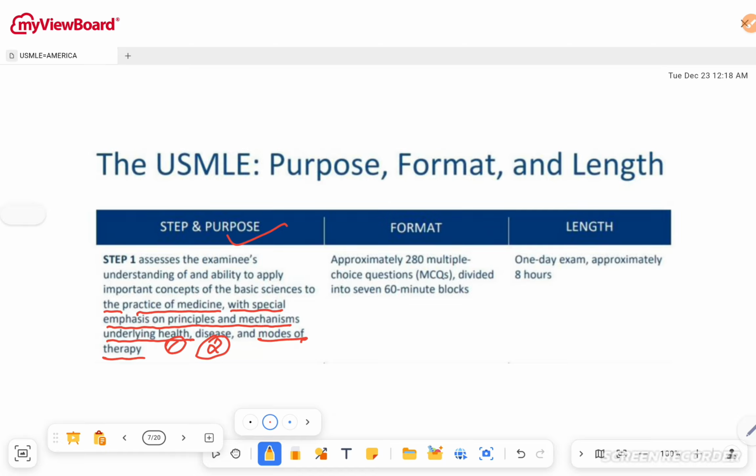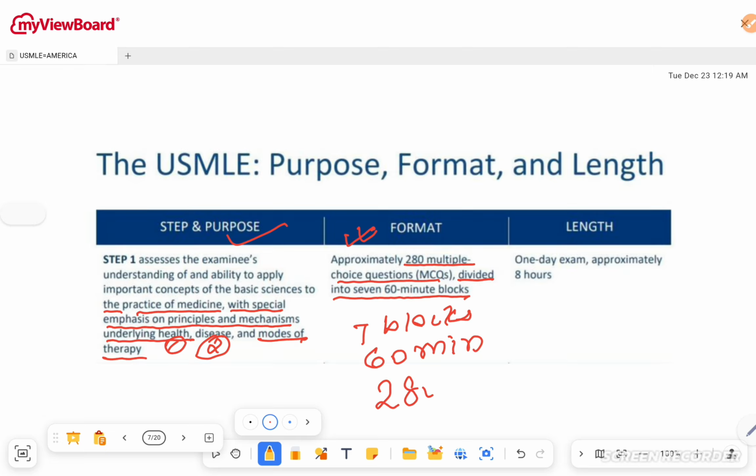So the format is really important to understand. Approximately 280 MCQs are asked, which are divided into seven 60-minute blocks. So actually, it will have 7 blocks. There will be 60 minutes for each block, and the total will be 280 MCQs. Okay, there is no negative marking.